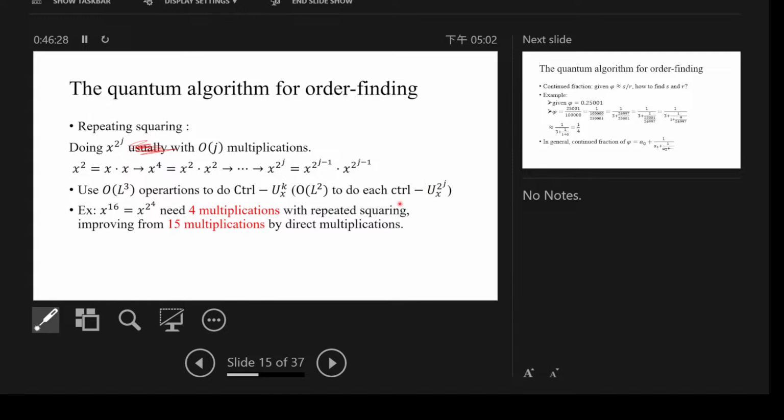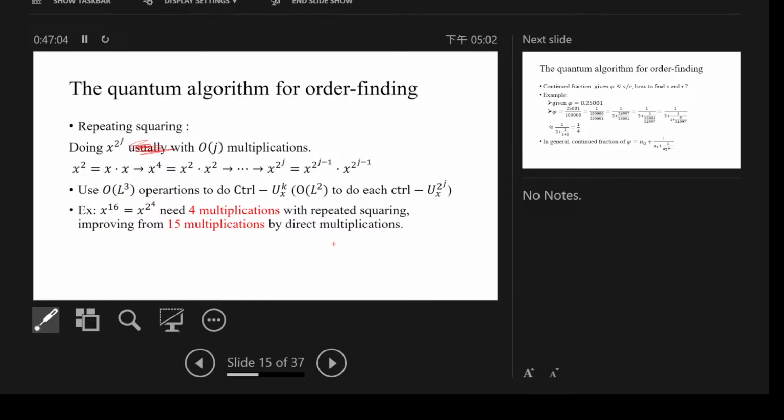Okay, so here is a bit of counting. I'll just state the result: here is the L cubed operations you need to do your quantum order finding, and it's to do your repeated squaring. Because you can do repeated squaring, instead of multiplying 2 to the L times, you only need to do multiplication L cubed times.